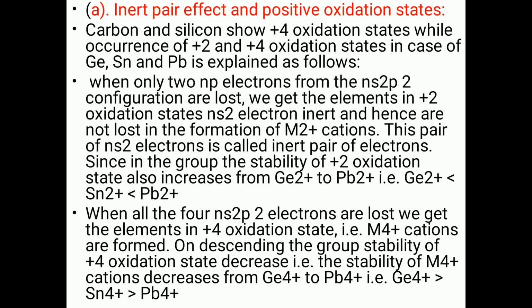When all the 4 ns2np2 electrons are lost, we get the elements in +4 oxidation state, i.e. M4+ cations are formed. On descending the group, the stability of +4 oxidation state decreases, i.e. the stability of M4+ cation decreases from germanium 4 to lead 4.